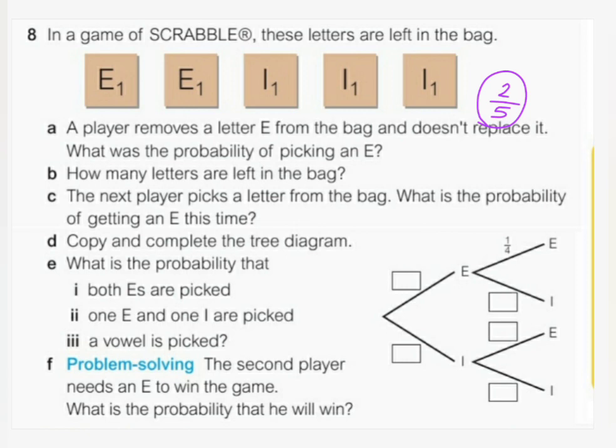Now, question B, how many letters are left in the bag after he took the E and he didn't put it back, he doesn't replace it? So because he doesn't replace it, it means what? It means that these events are dependent. Very good. The outcome of the next event depends on the outcome of the first one. Now, if he doesn't replace the E, how many letters are left in the bag? Very good. He leaves 4. So we write 4. Good.